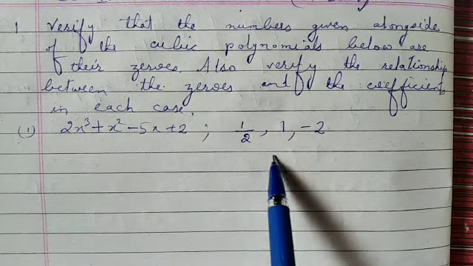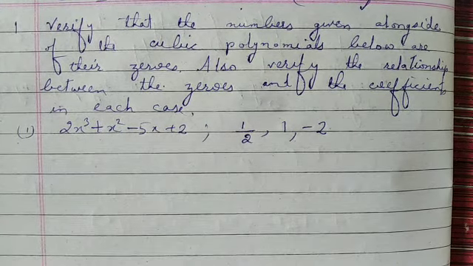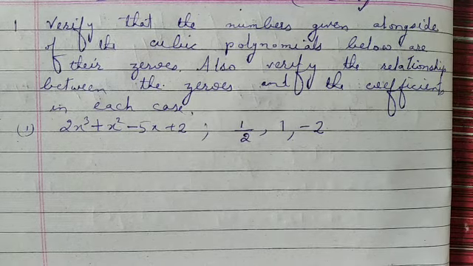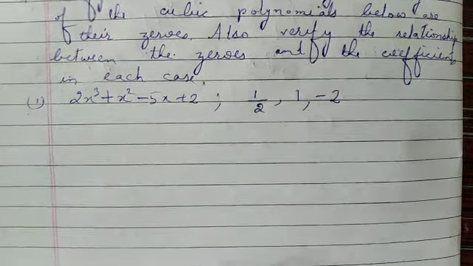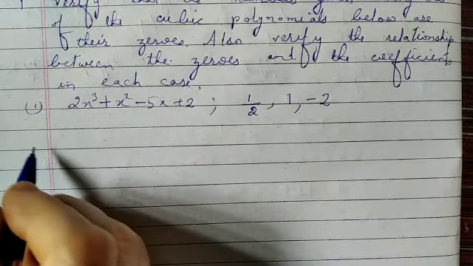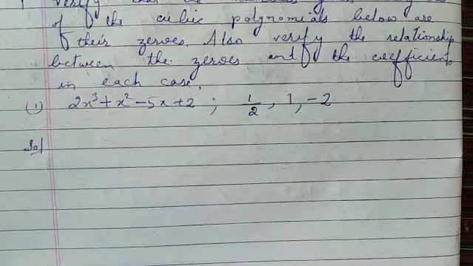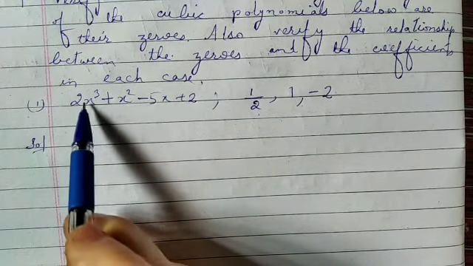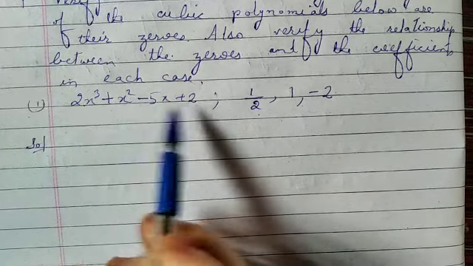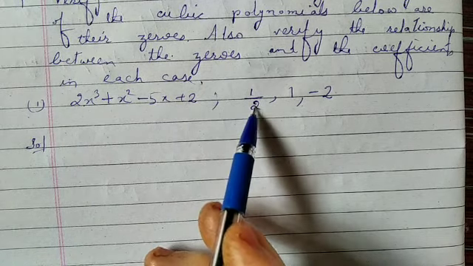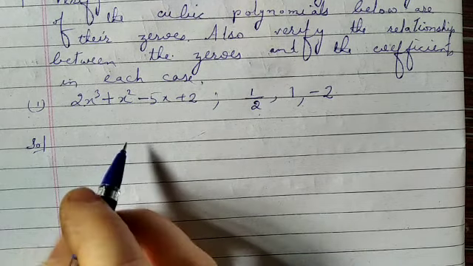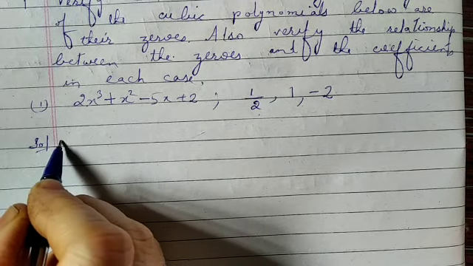This is your polynomial and these are the zeros. You have to verify that these numbers are the zeros. How will you find that? If you put the values in place of the variable and the result is equal to 0, then these are the zeros of the polynomial. So let us start.